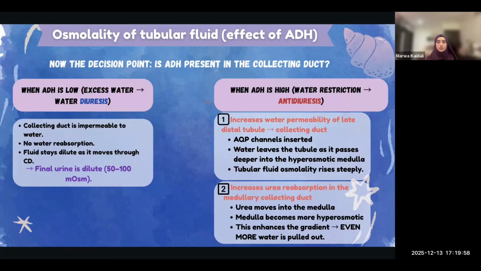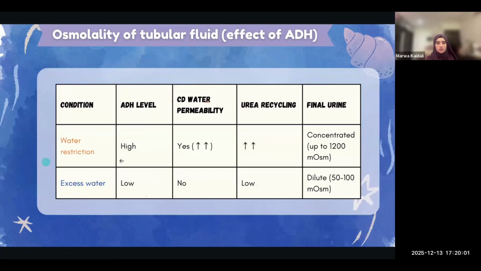Okay. So I made a summary table for you guys. When we're in a state of water restriction or anti-diuresis, the ADH level is going to be high. So we're going to have high water reabsorption. We're going to have high urea recycling, and our urine is going to be concentrated.